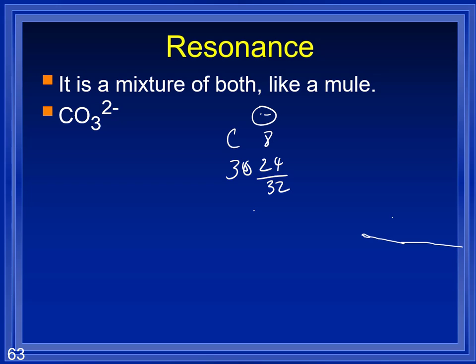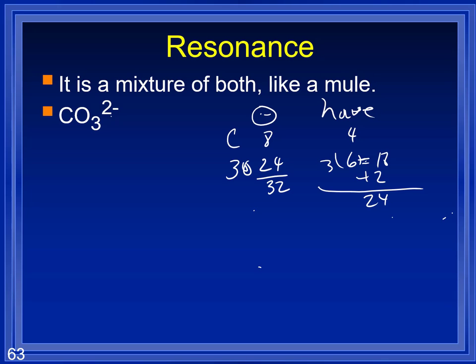Okay, with that, I got 32. I write have. The carbon has 4. Each oxygen has 6, and there's 3 of them. So that's 18. And that 2- charge means I have to add 2 more. The charge affects my have number. That's 20 and 4 is 24. 32 minus 24 divided by 2 is 8 divided by 2, which is 4. So this has to have 4 bonds.